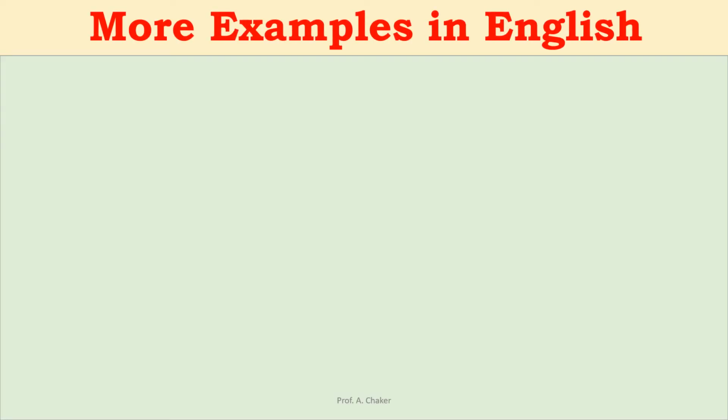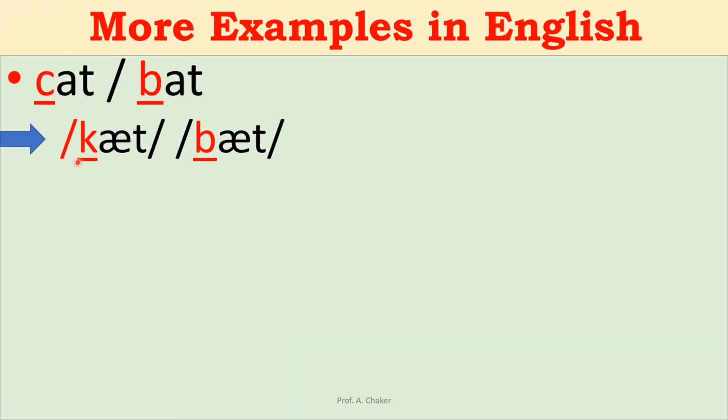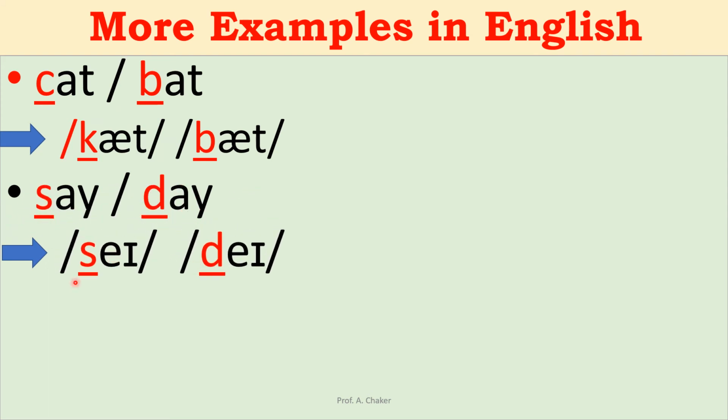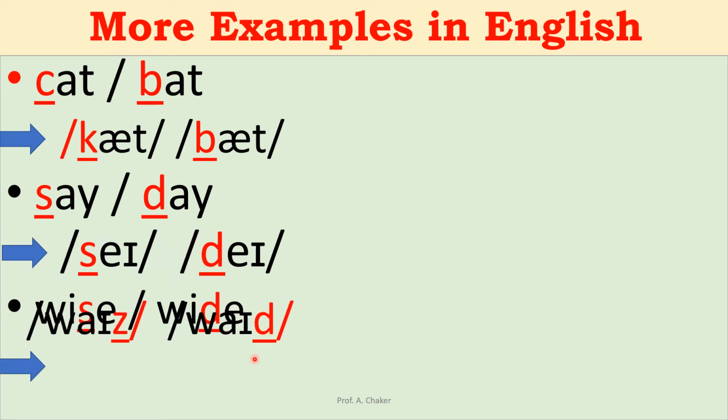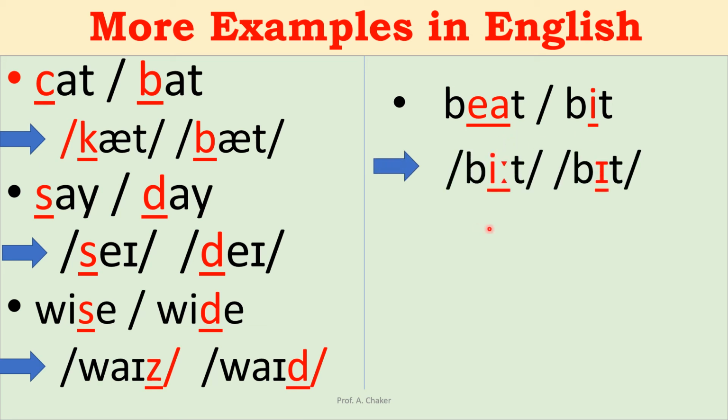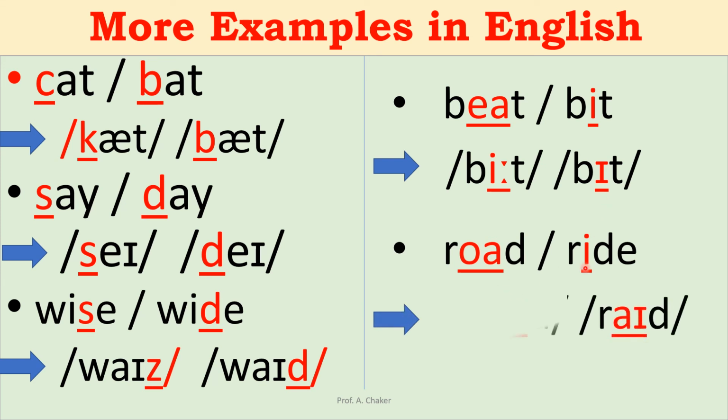Right. More examples in English. Cat, bat. Transcription. So K and B are phonemes. Say, day. Okay? Difference in one sound. S and D. They are phonemes. Wise, white. Z and D. Okay? Beat, bit. The long E and the short one. Road, right. O and I.